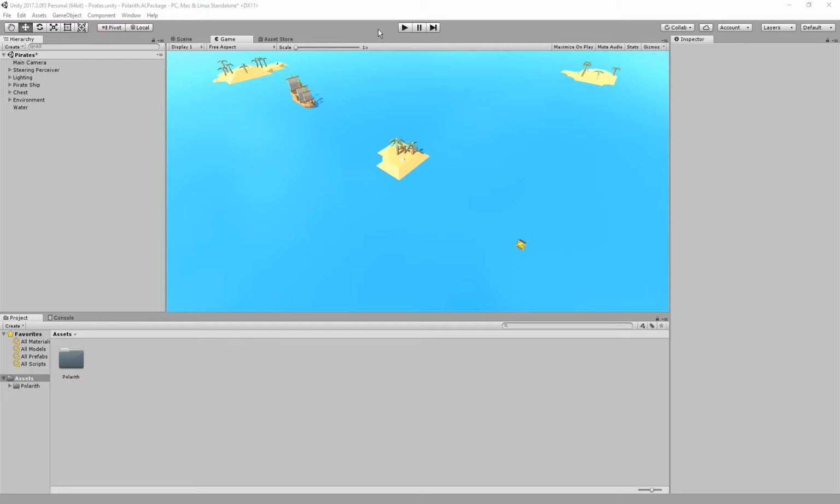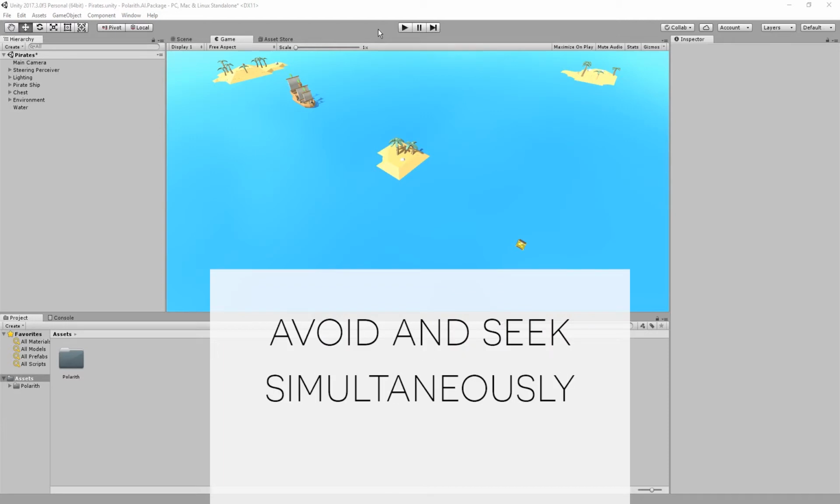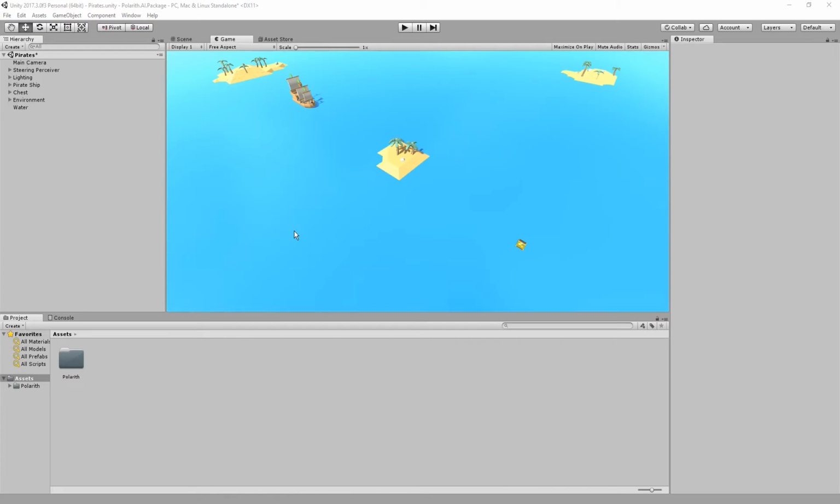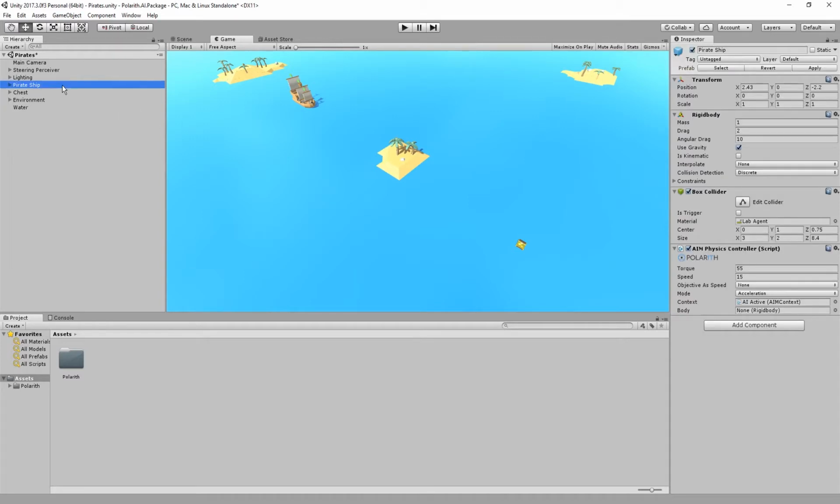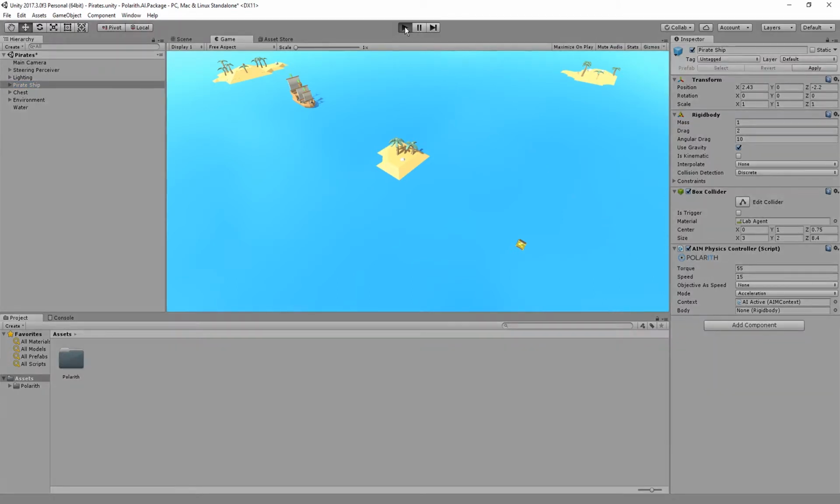For that, let's talk about the most common problem an agent has to face: avoiding obstacles while reaching a destination at the same time. Here we have a large patch of water, a pirate ship that wants to pick up this treasure chest, and a small island blocking the way. The ship is a rigid body, so we can use the aim physics controller. So let's see what happens.